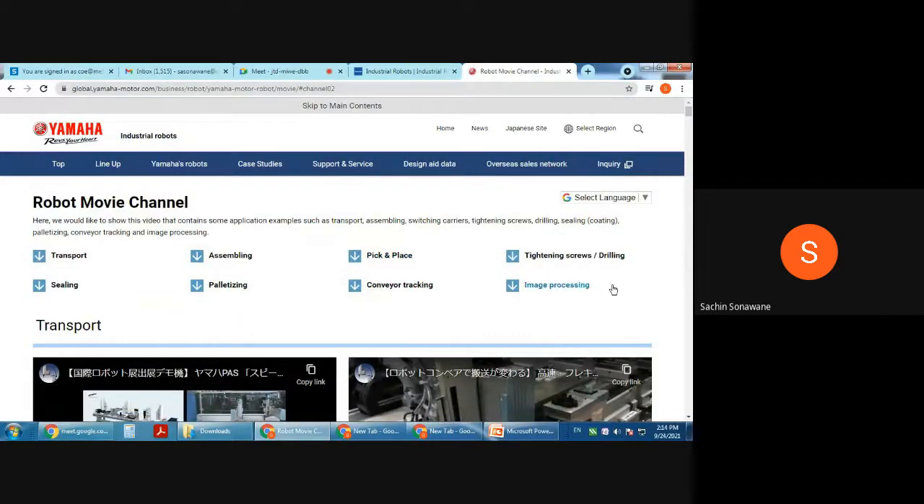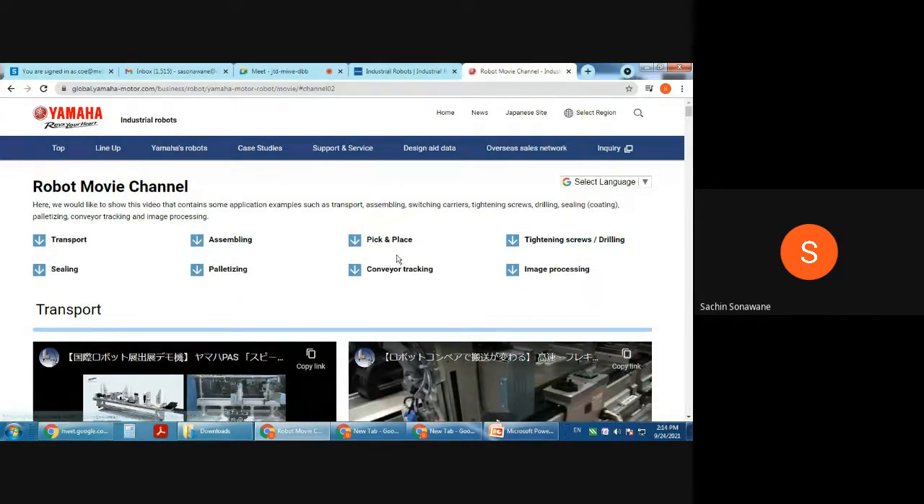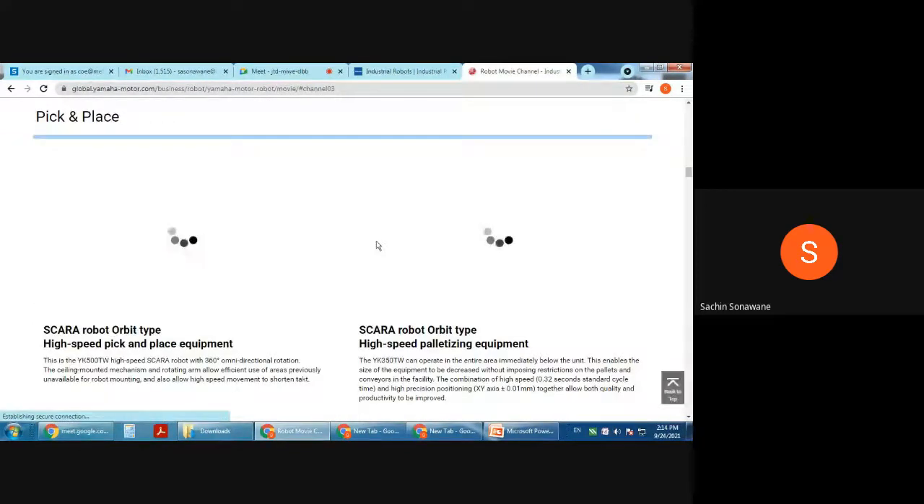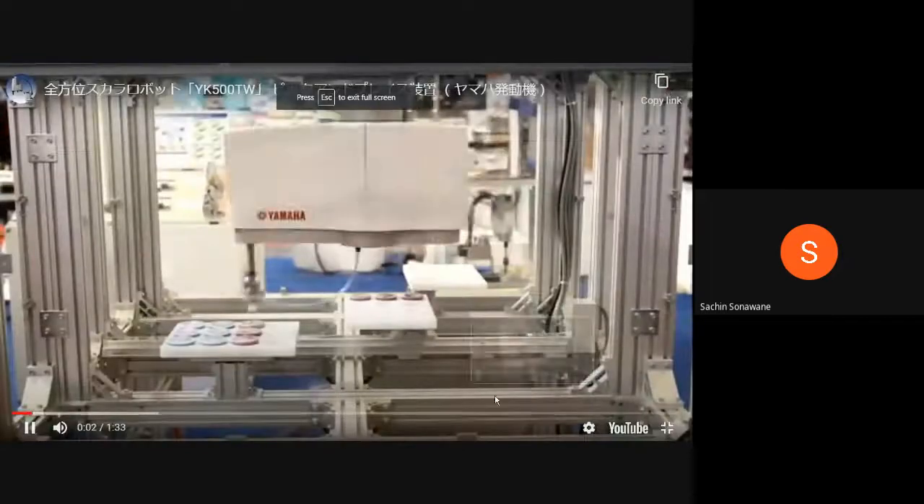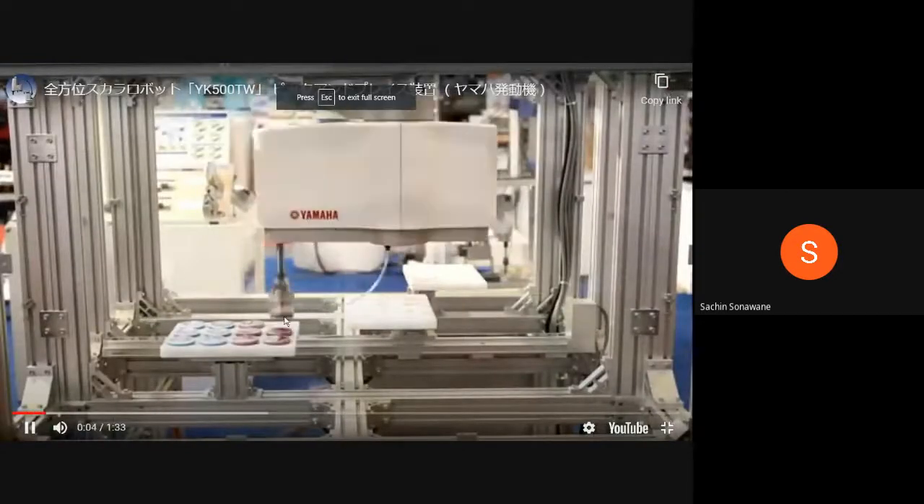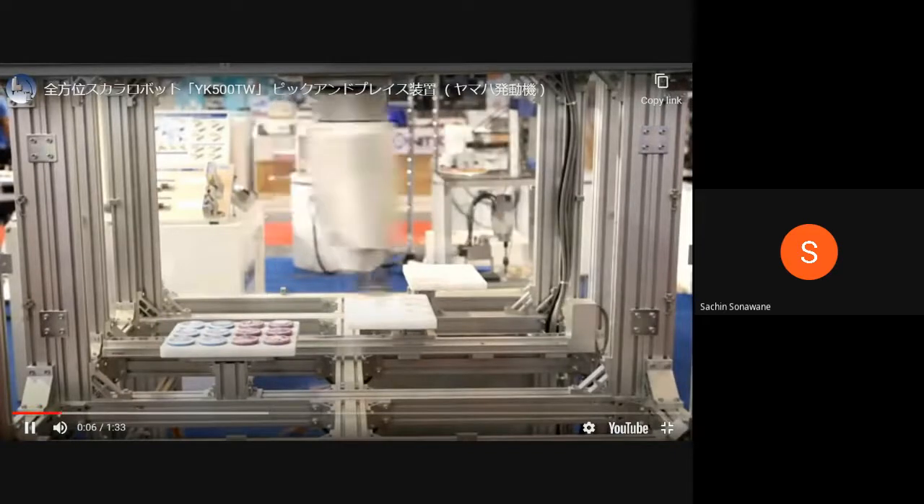Then we will see here tightening screws or drilling or pick and place will go. See that this pick and place. Pick means what? In Marathi it is known as uchalne. Place means ठेवणे. Pick and place robot. See that here it is picking and here it is placing. This is the robot.